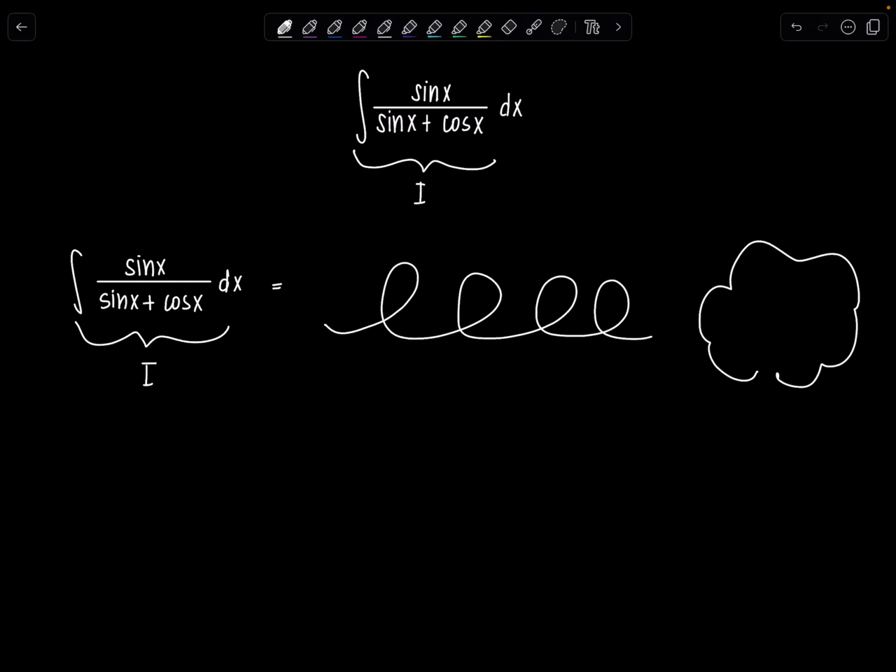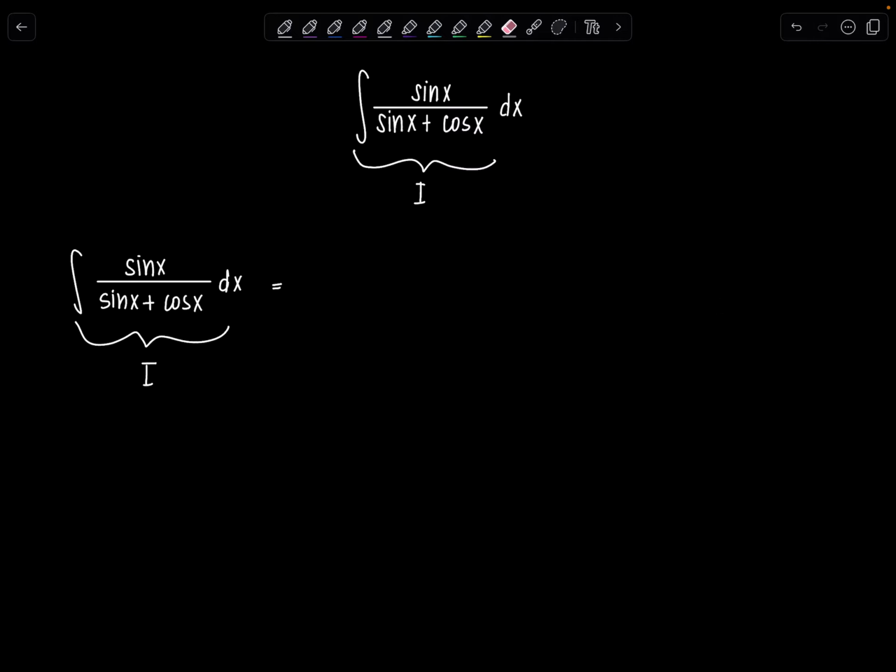But not exactly my integral I, because the problem would be they would just cancel out and I wouldn't end up solving for it. So ideally, I would like negative I or, you know, some other sort of constant multiple of I. That's kind of the goal. And so we're going to play around with it in order to make that happen. So negative I would just be negative sine x over sine x plus cosine x dx, right?